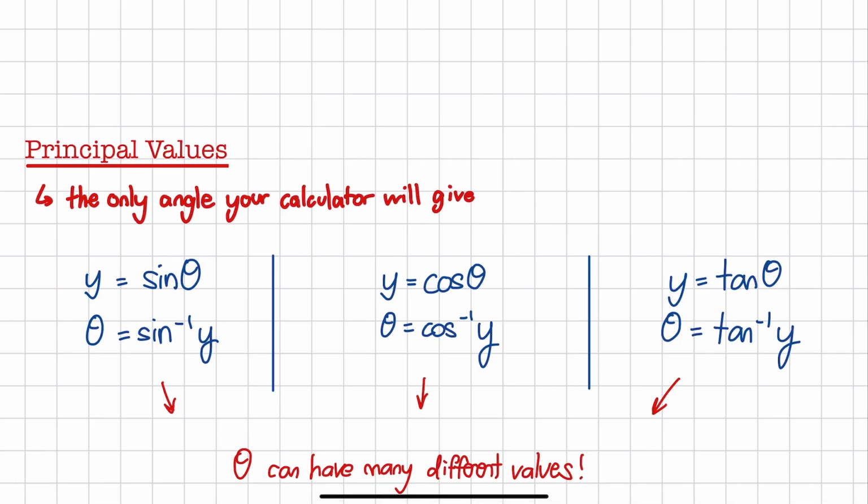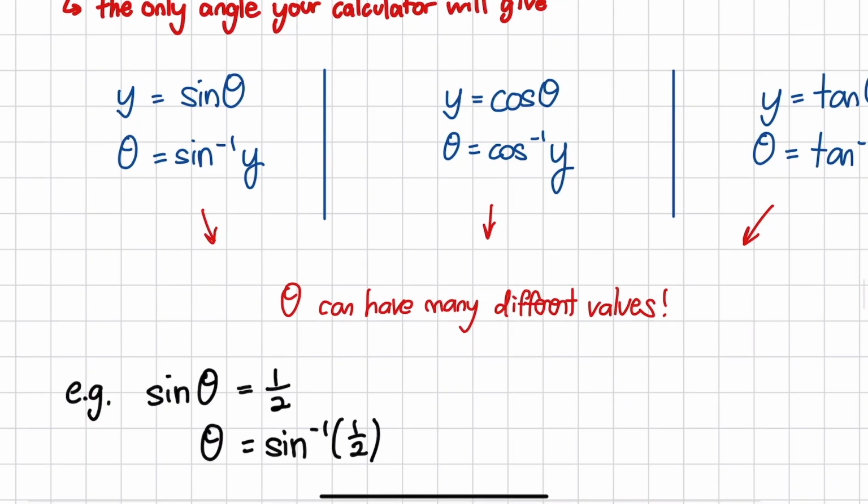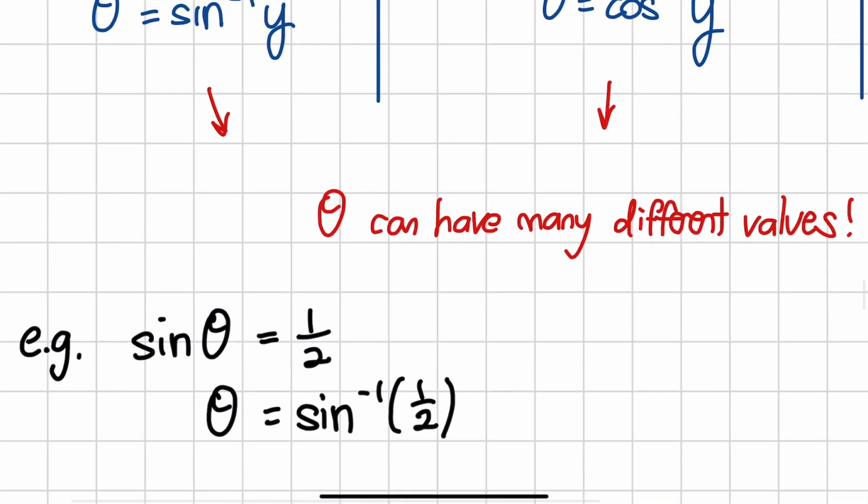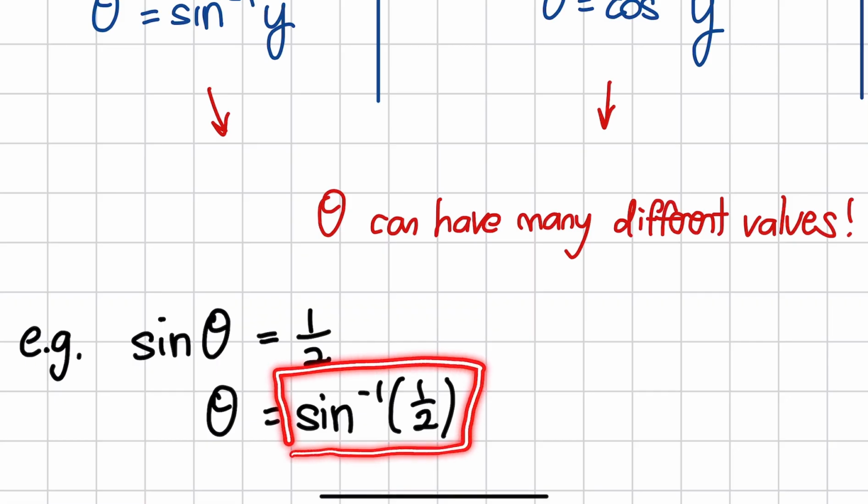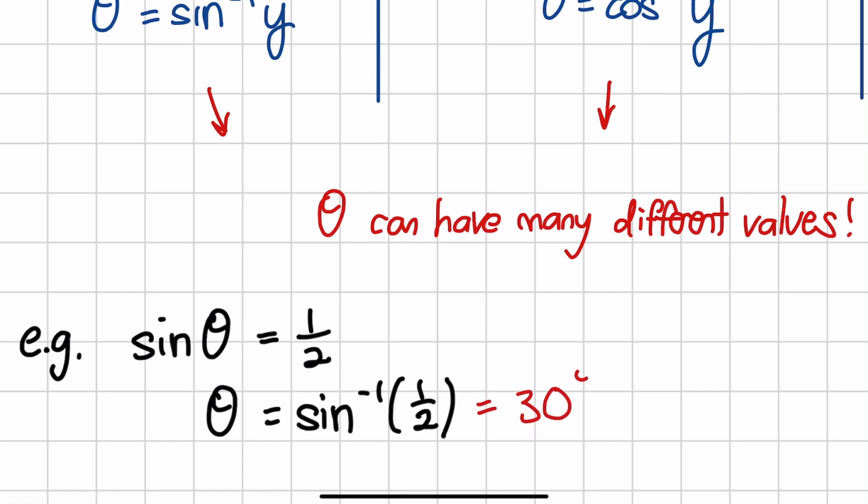What do I mean by that? Let's look at one simple example. If I have sine theta equals half, therefore theta is simply the sine inverse of half. If you press this in your calculator, you should only get one answer, and the answer you should get should be 30 degrees. This is the principal value of sine inverse half.